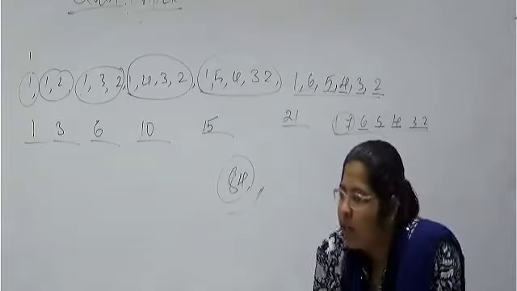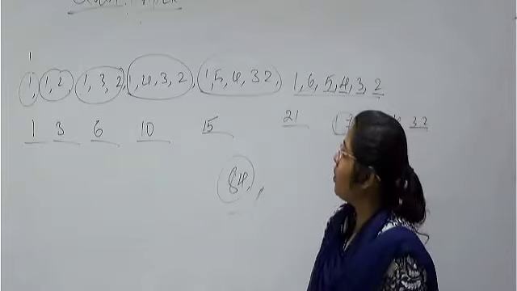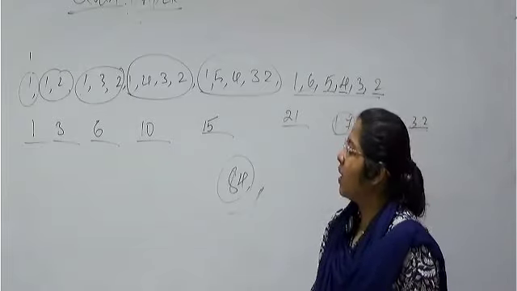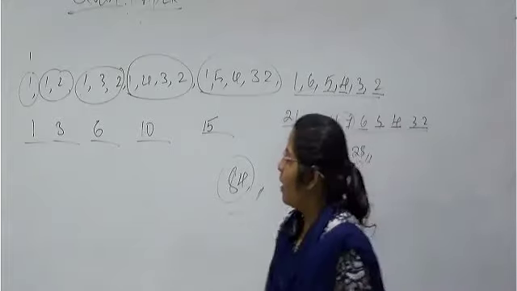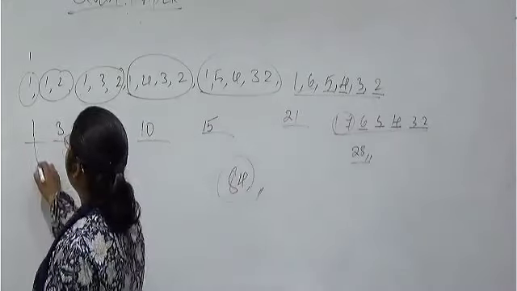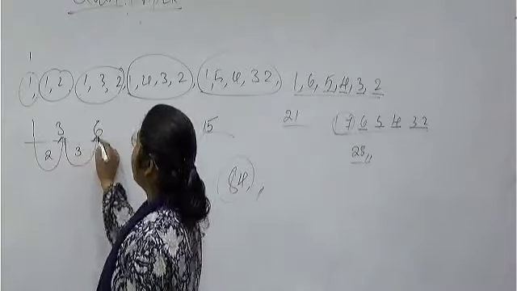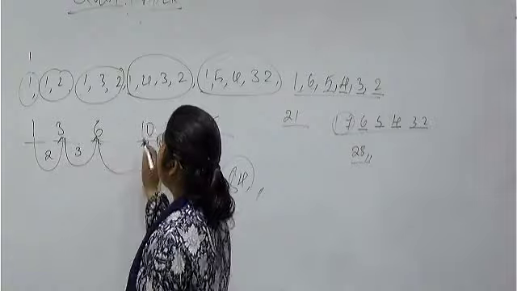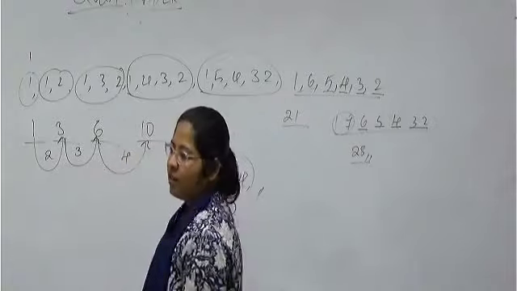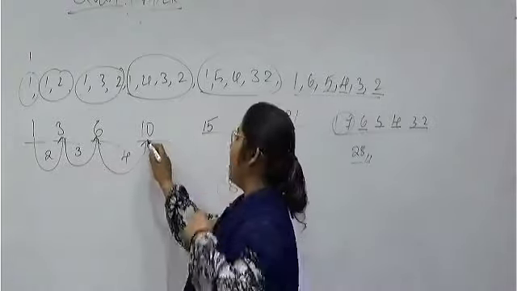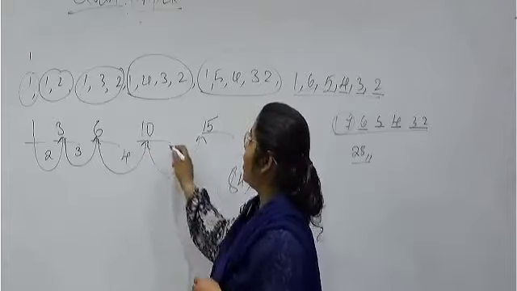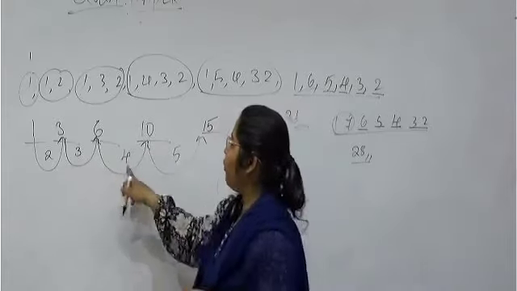And another thing, if you figure out some of the digits, you know what? 1 plus 2 is 3. 3 plus 3 is 6. 6 plus 4 is 10. And 10 plus 5 is 15.